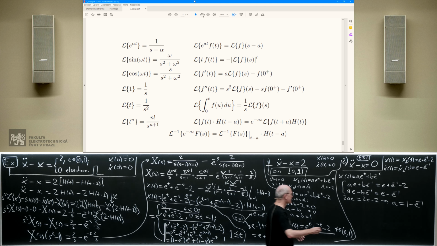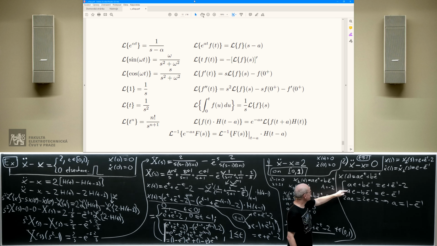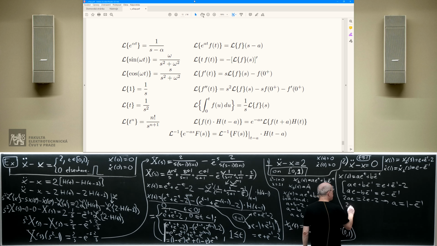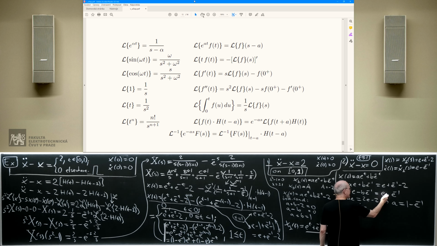Good. If I take the first equation and subtract the second equation, I get 2b e to negative 1 is equal to, I'm subtracting.